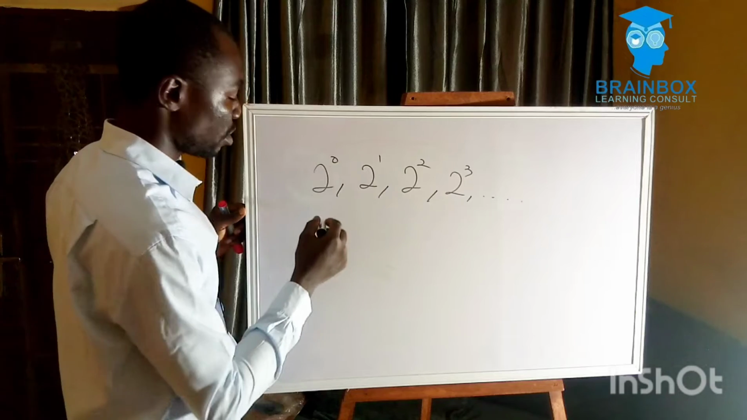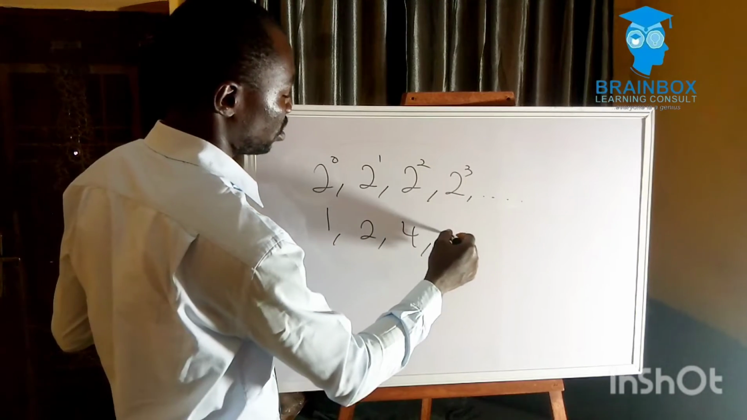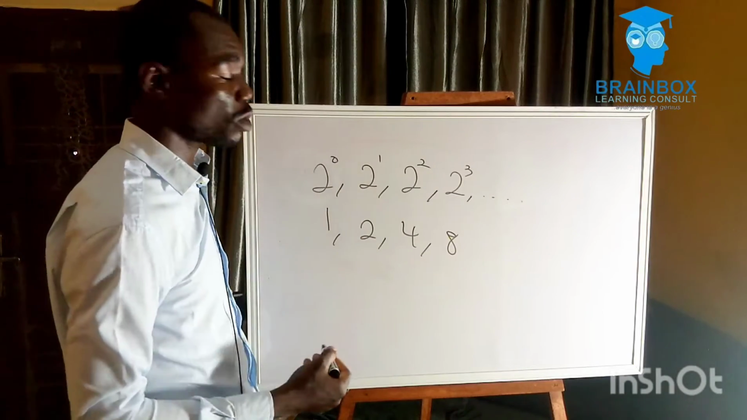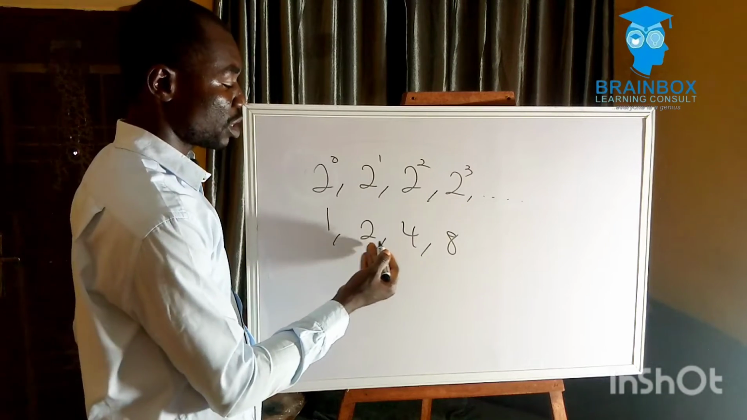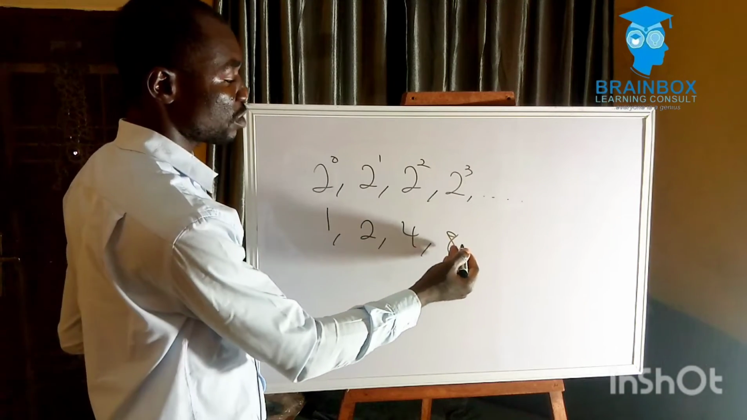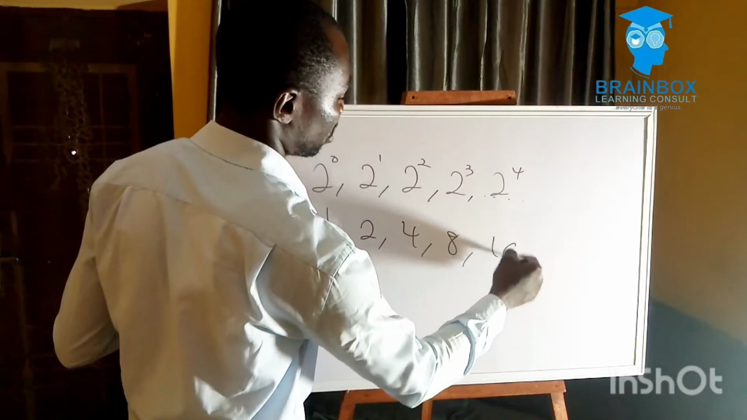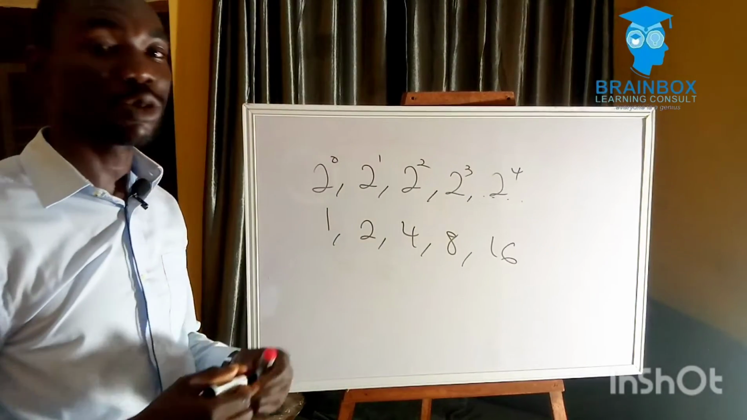Now, 2 raised to the power 0 will give you 1, this will give you 2, this will give you 4, this will give you 8. You can see that it has a multiplying factor of 2. This 1 times 2 will give you 2, 2 times 2 will give you 4, 4 times 2 will give you 8. So the next will be 16. That's 8 times 2 will give you 16. So they are grouped in 2.